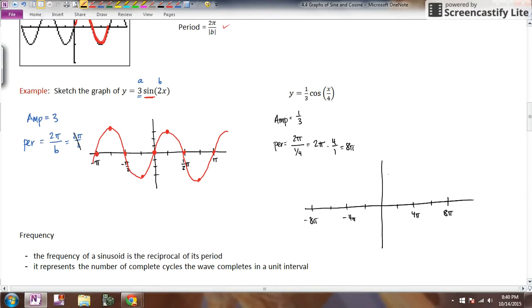Now we have an amplitude of 1/3. So either I'll make this tick mark 1/3 or I'll make this tick mark 1, and then we'll just make sure that we only go a third up. And now I will do my beautiful graph.